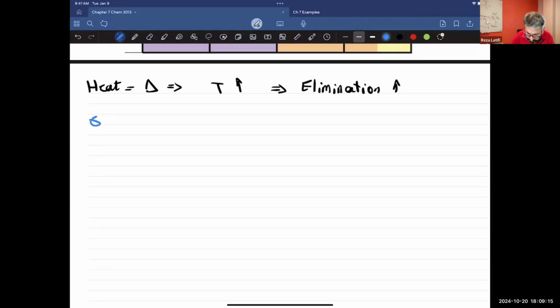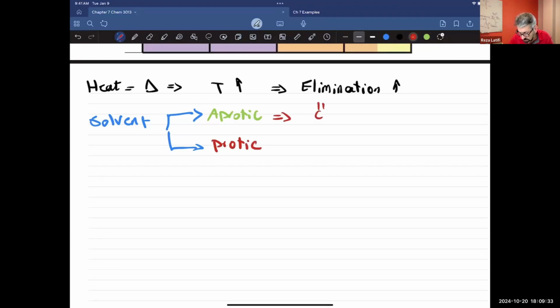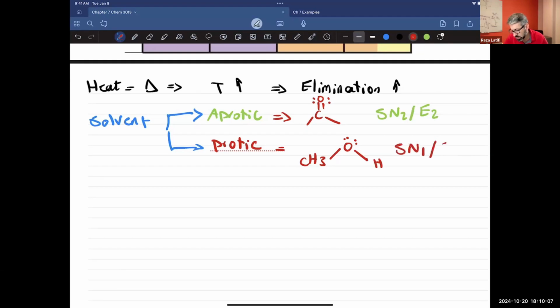Next one is going to be the solvent, divided into two portions: aprotic and protic solvent. An aprotic solvent is, for example, acetone. It does not have acidic H. A protic solvent is, let's say, methanol. It has acidic H, and of course we have two lone pairs on each oxygen. If it's aprotic, no acidic H, the reaction might go through SN2 or E2. And if it's protic, the reaction will go either SN1 or E1.